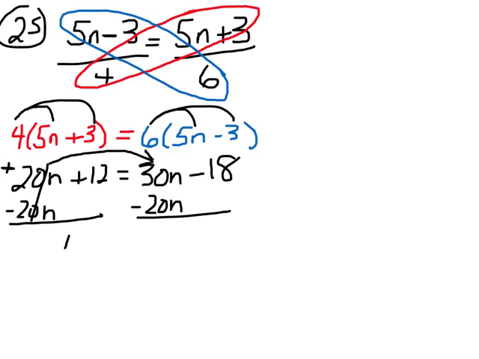but lazy math guy knows that 0 plus 12 is 12, so he just writes it down, doesn't want to waste his ink or pencil or whatever he's writing with. And on the right-hand side, what's 30n minus 20n? 10n, okay? And then we've got a minus 18 to bring down. Okay, so we're trying to get the variable by itself. And for those of you who had me last year, you know I like to circle it because that kind of helps you focus.